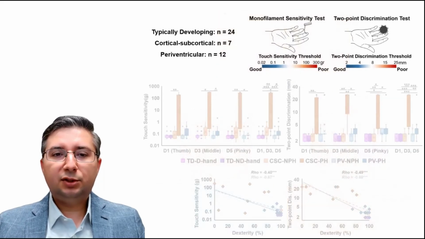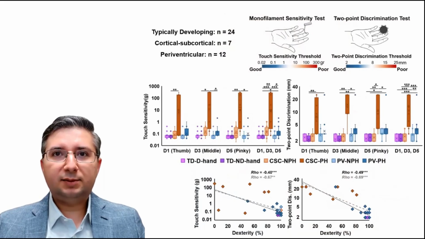For this study, we recruited 24 typically developing children and 22 children with hemiplegic CP, including 7 with cortical subcortical lesions and 12 with periventricular lesions. In our clinical assessments, we observed clear differences in sensory and motor performance between these lesion groups. Children with cortical subcortical lesions showed more severe impairments in the function of the paretic hand compared to the periventricular group.